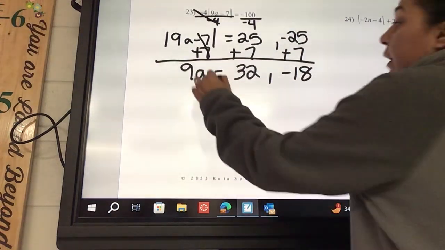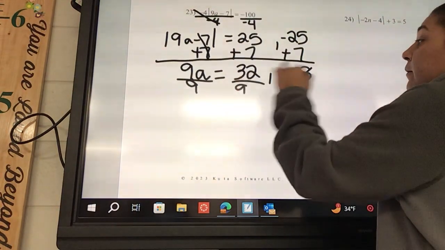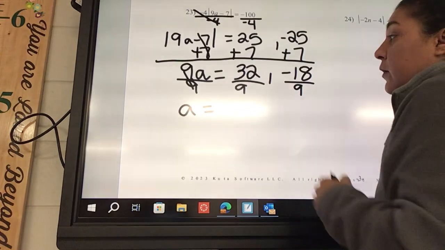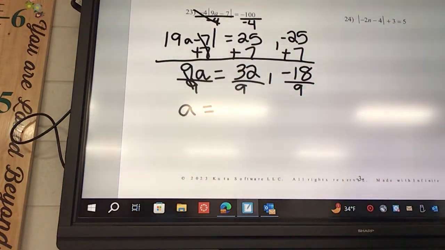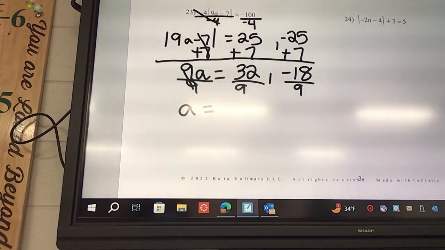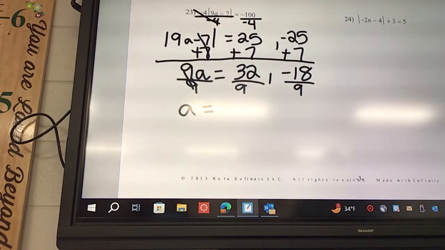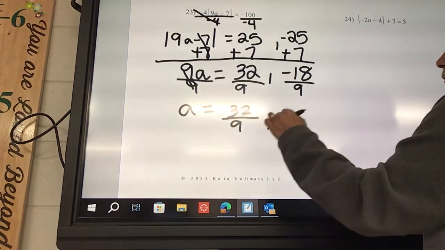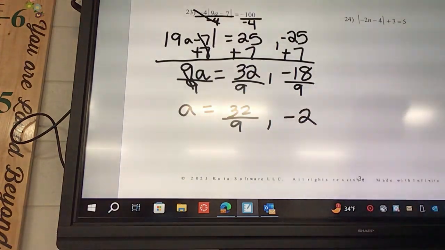Okay, and then we're going to divide all these pieces by 9. So I get A equals 32 over 9. See if that simplifies. What is 32 divided by 9? It still says 32 over 9. Okay. We can't divide 32 by 9. And then you're going to get a negative 2.